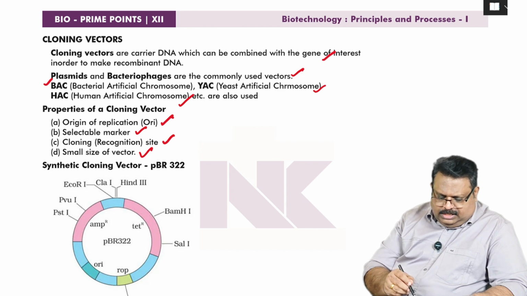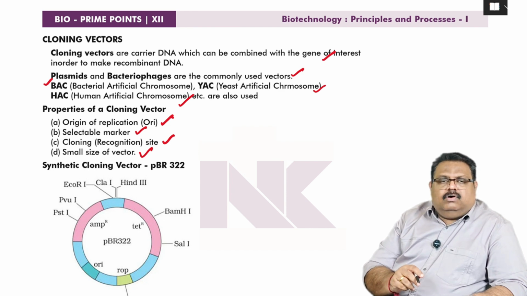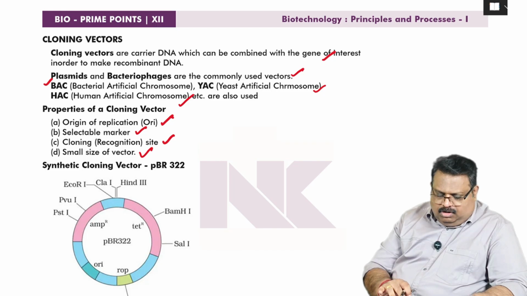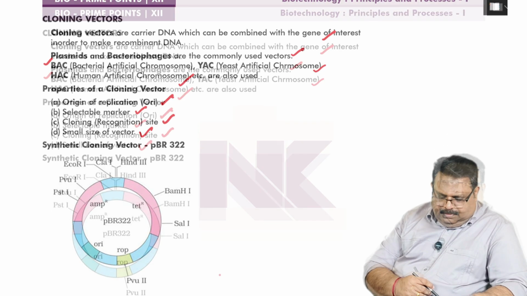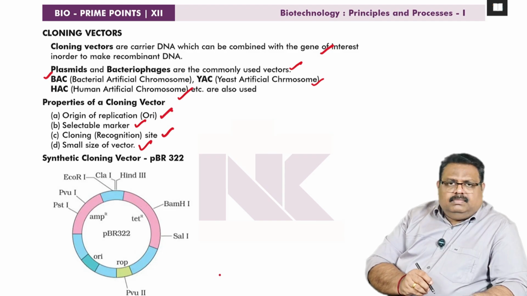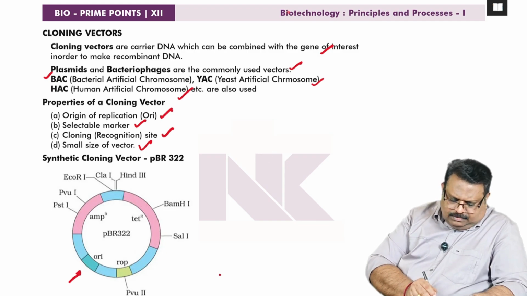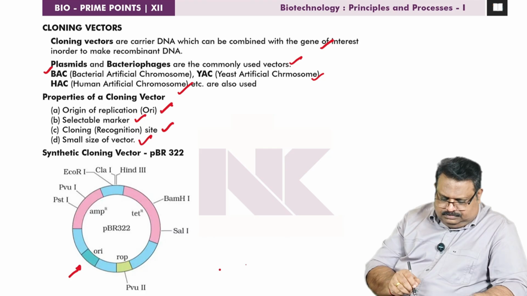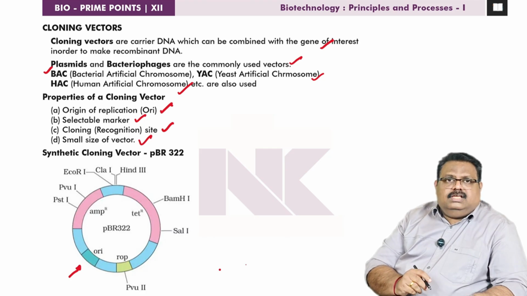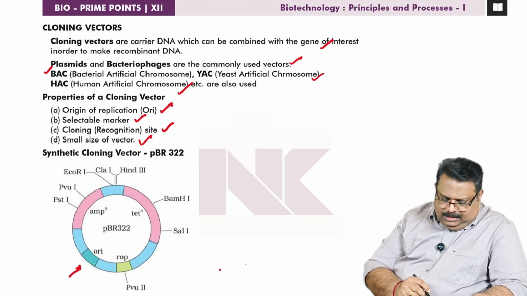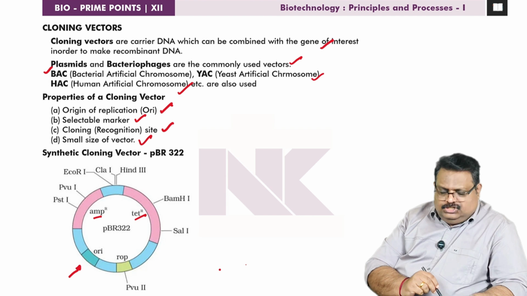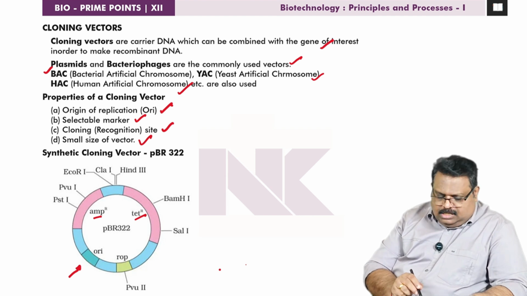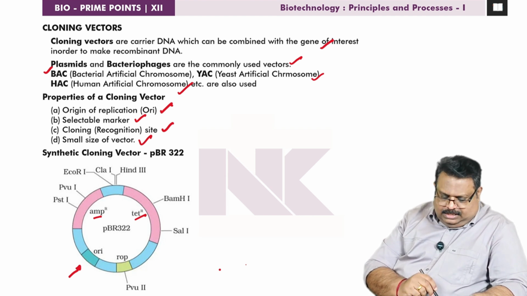Then in your textbook there is the diagram of a synthetic cloning vector that is called pBR322. This diagram is very important. In this diagram there is a site called the ORI site, the origin of replication. Then two red colored regions are there. One is called AmpR, the other one is called TetR: ampicillin resistance and tetracycline resistance. These are the selectable marker regions.